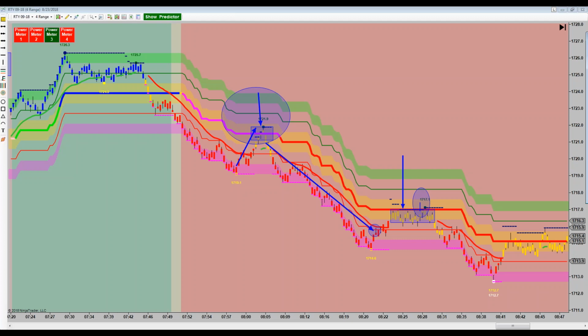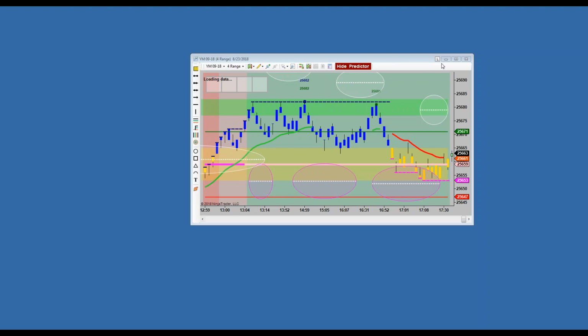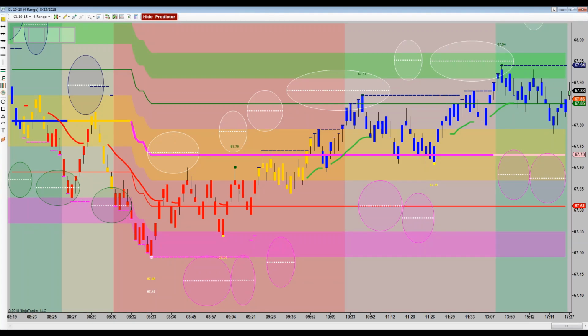Don't worry about it. I'm loading the crude as we speak, getting the Russell off of the screen. Here comes crude coming to visit you. Loading. Let's get the crude chart. Here comes crude. Let's do a couple more crude trades from today, and we'll exercise our mid-band skills.